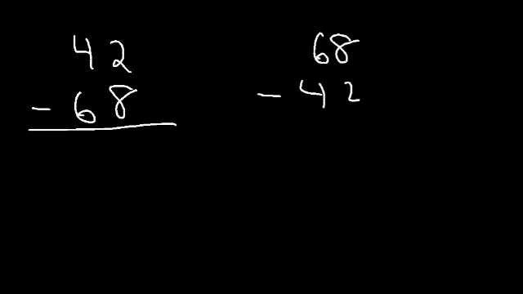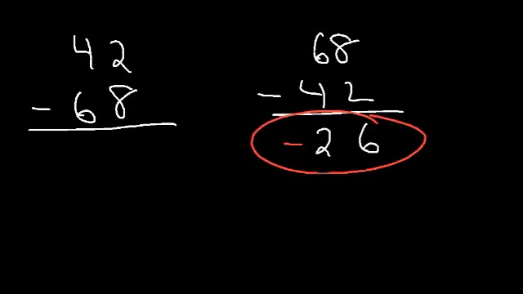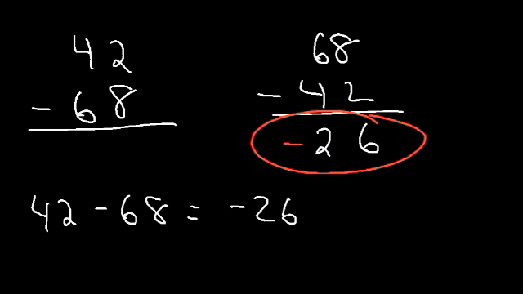Try this one. 42 minus 68. Notice that 68 is a bigger number than 42. So therefore, the overall result is negative. Now you don't want to subtract it the way it's written. What you could do is if you're subtracting by a larger number, reverse it. 68 minus 42. So 8 minus 2, that's going to be 6. And 6 minus 4 is 2. Since you reversed it, add the negative sign. So therefore, 42 minus 68 is equal to negative 26.